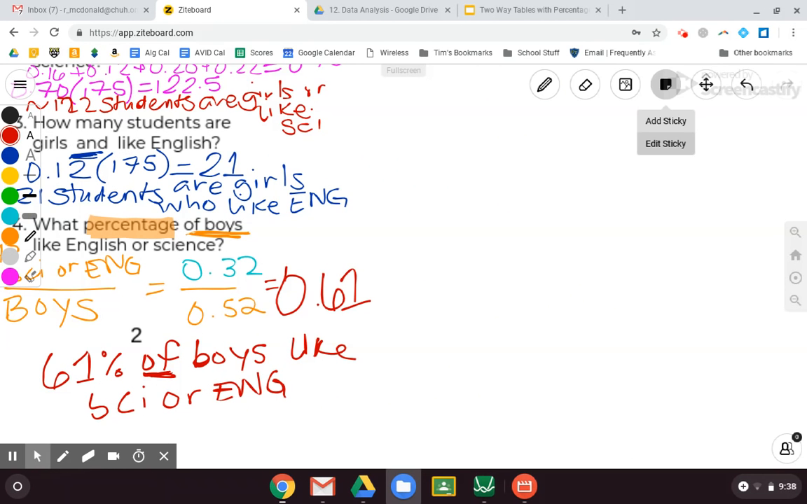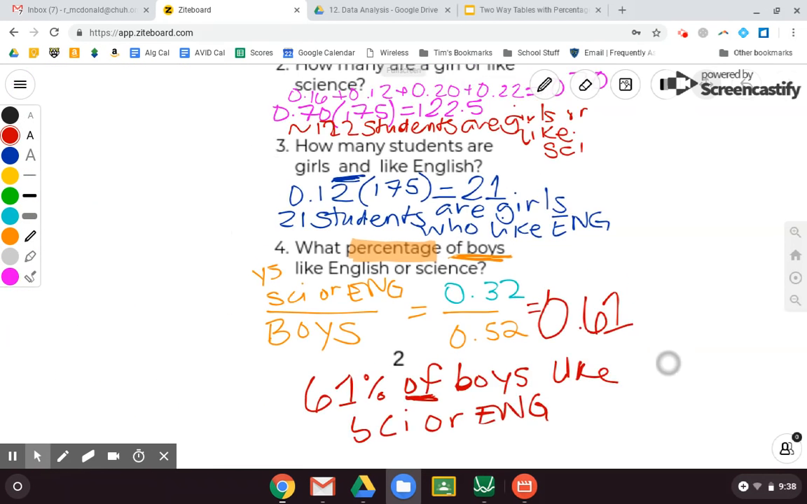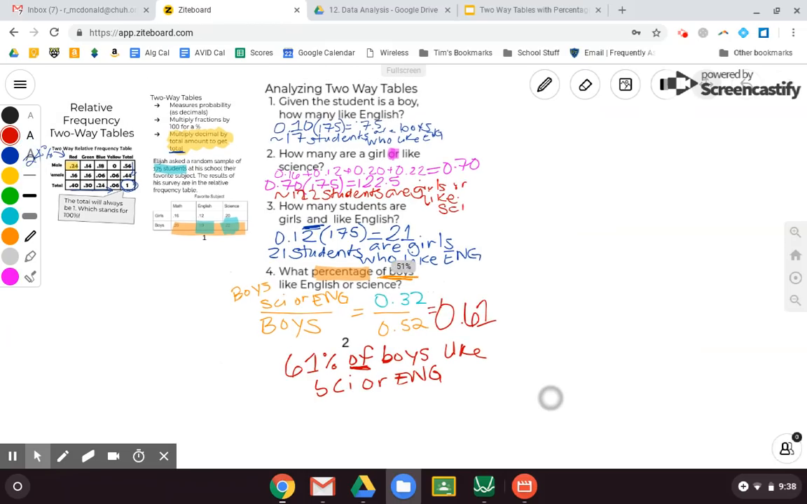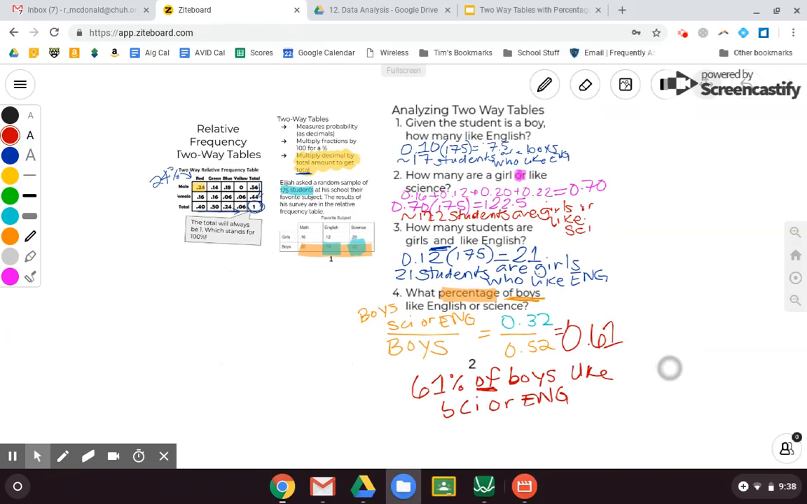Okay, and those are all the questions we have for analyzing two-way tables. If you've got any questions, please go talk to your teacher right now on this.